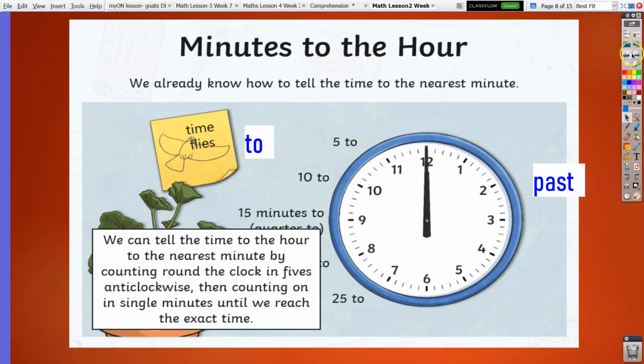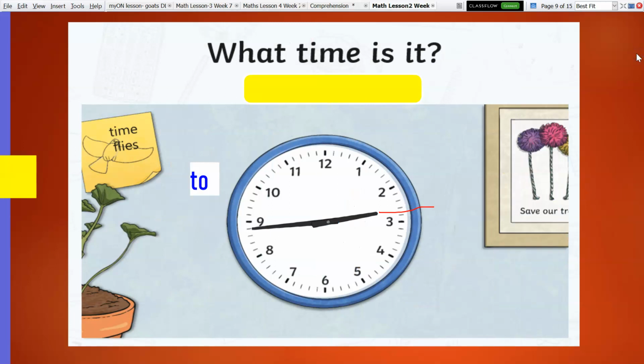Okay, so for example, we have this clock. It is already on the left side. So let's count backward. 5, 10, 15, plus 1, 16. Okay, we say it, 16 minutes to the next hour. So the next hour after 2 is 3. Therefore, the time now is 16 minutes to 3.